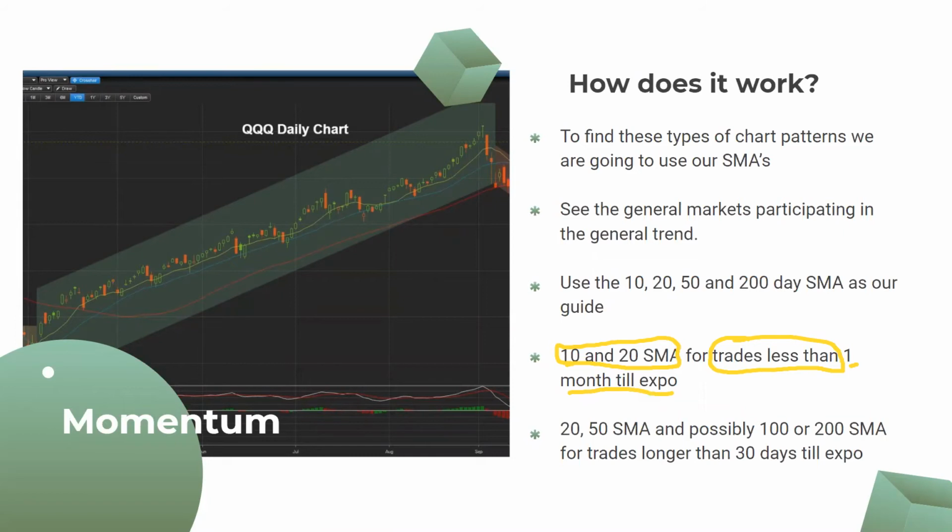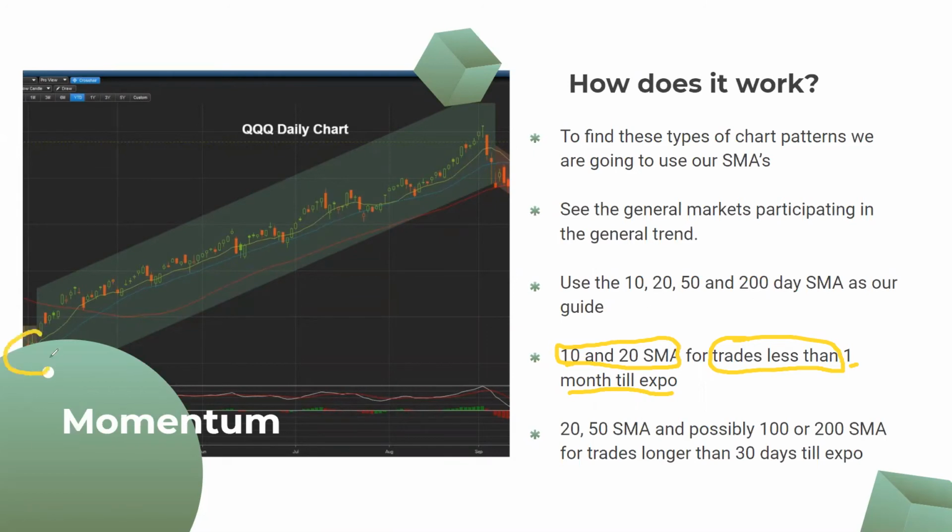But if you care about what something did 50 days ago and you're only getting something that's 2 weeks out till expiration, there's no point in looking at the 50-day simple moving average. So you're going to be focusing on just the 10 and 20-day simple moving averages for trades less than 1 month out till expiration. The 20 and 50-day SMA and possibly the 100 and 200 SMA are for trades longer than 30 days out till expiration.